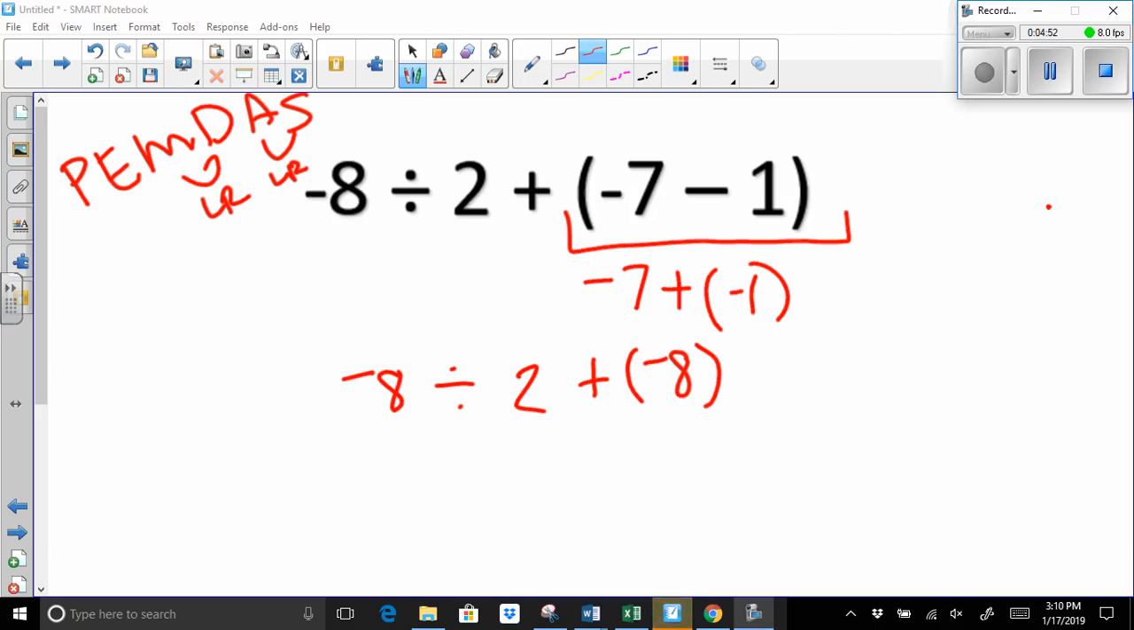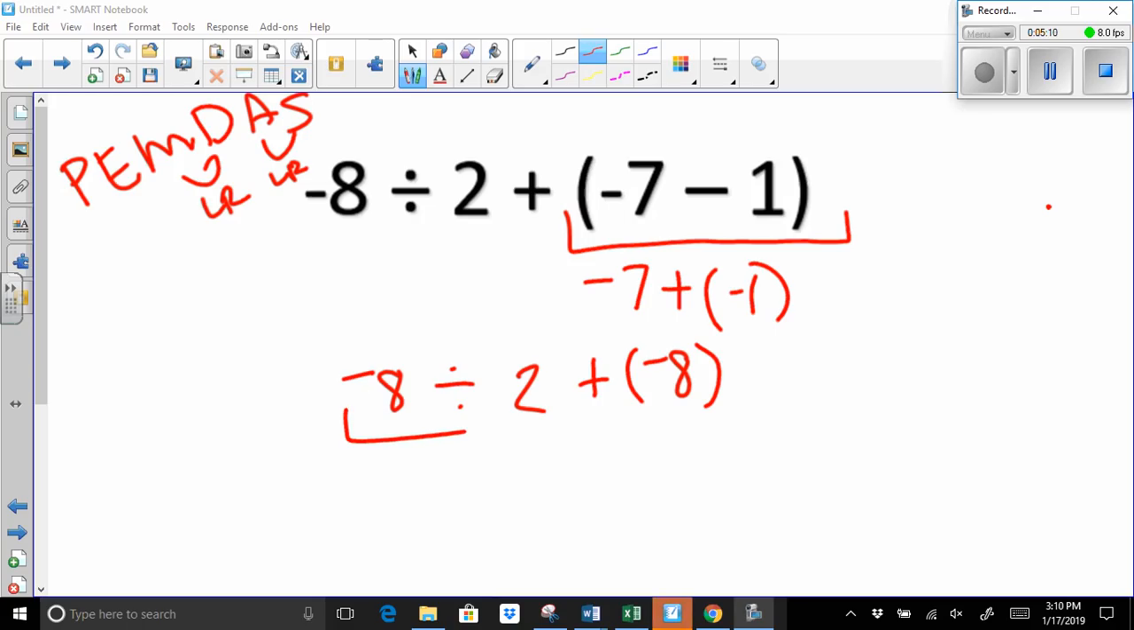Okay, and now we're checking for any more parentheses. Yes, there's parentheses here, but that's just protecting the number. There's no operation going on inside here. Now I'm looking for exponents. I don't see any exponents. I'm looking for multiplication or division, and in this case I do see some division here.